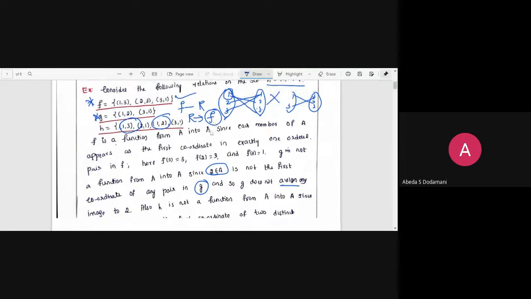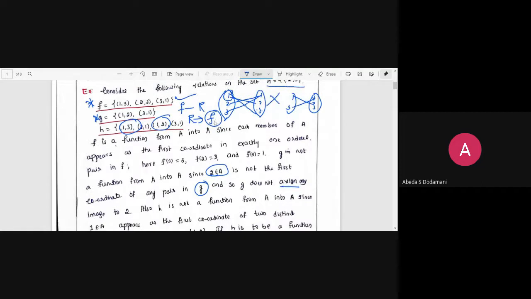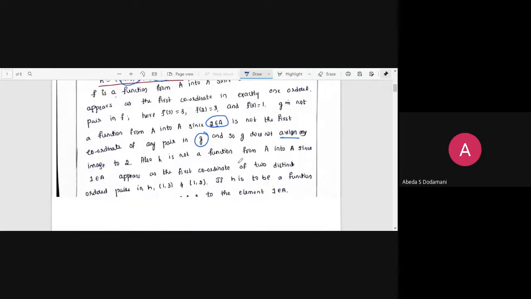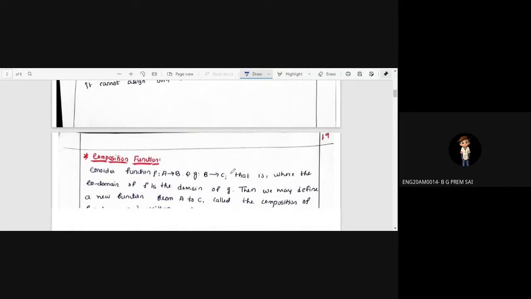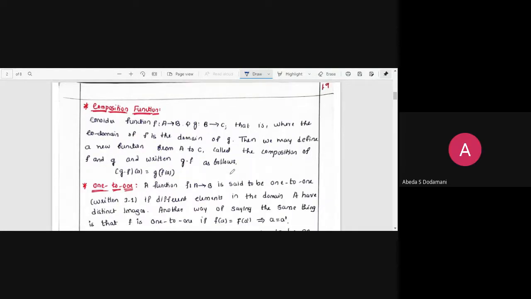To have a function, there should be the condition that for each and every element in the given set, which we can call the domain, we should have a unique image in the codomain. Then only can we say that it is a function. If this is there, it is not a function. Are you following, guys? Yes, ma'am. Okay.